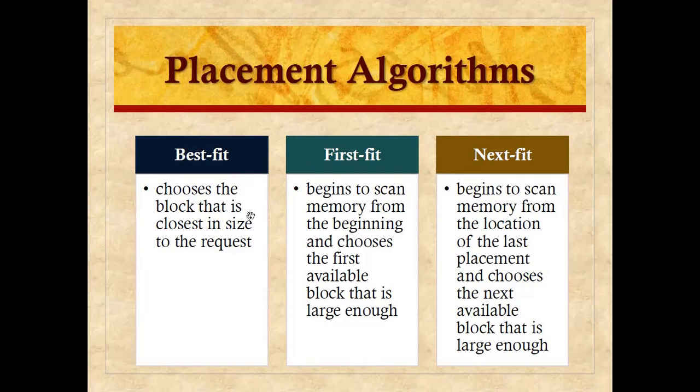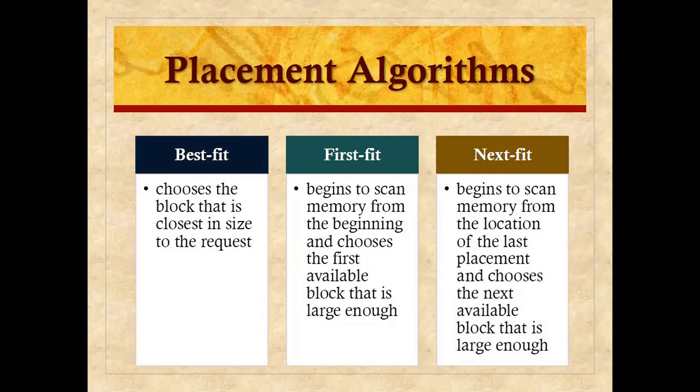In best fit, we will choose the block that is closest in size to the request. How? We will discuss in the next slide. First fit begins to scan memory from the beginning and chooses the first available block that is large enough. In the next fit, begin to scan memory from the location of the last placement and choose the next available block that is large enough.